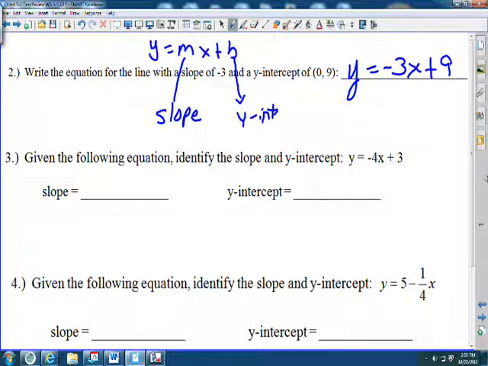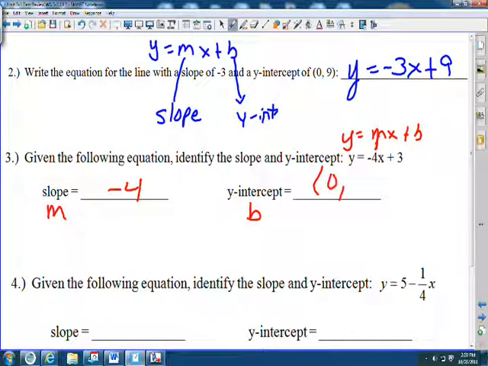The next one says identify the slope and the y-intercept. Y equals mx plus b. M is the number in front of the x. It doesn't matter the order. So my slope is -4. That's my m. B is the y-intercept. I have 0, 3.